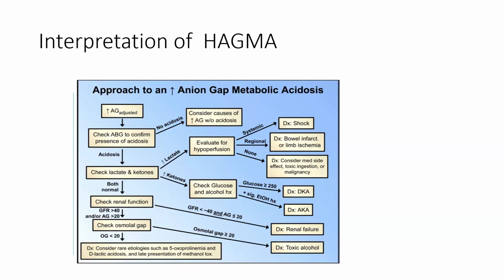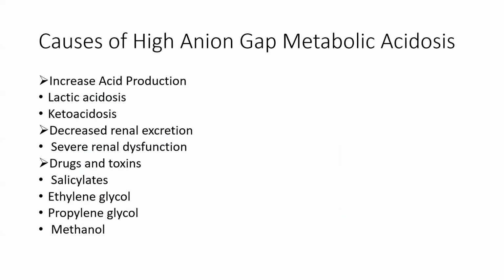If our GFR is normal and anion gap more than 20, and osmolar gap is high, then consider the toxic ingestion. If osmolar gap is low, then consider the other rare etiologies like 5-oxoprolinemia, D-lactic acidosis, and late presentation of methanol toxicity. Then we'll see what are the causes of high anion gap metabolic acidosis.